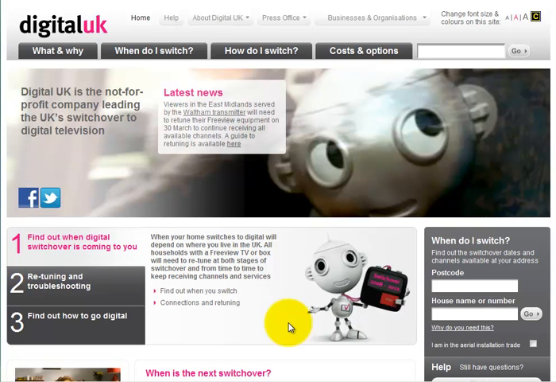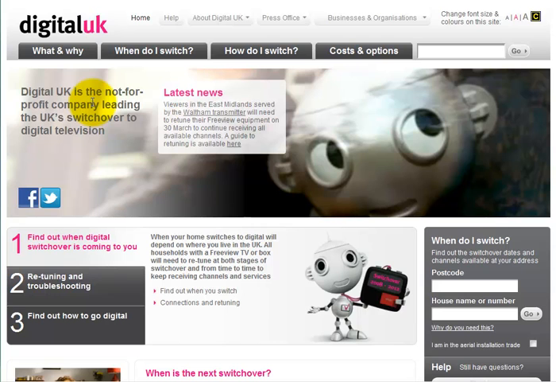So the site that I've got here has a few features which I'm going to show you, which hopefully you'll be able to take away and put to good use on your own website. Digital UK is all about the UK's switch over to digital television, so it explains that there. But the features that I want to show you are all about navigation and understanding user questions and user tasks.